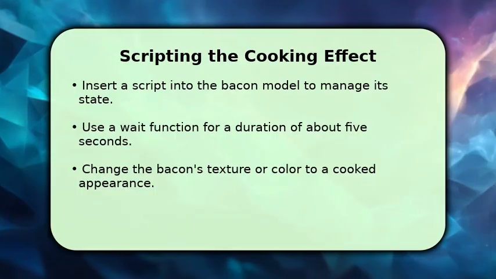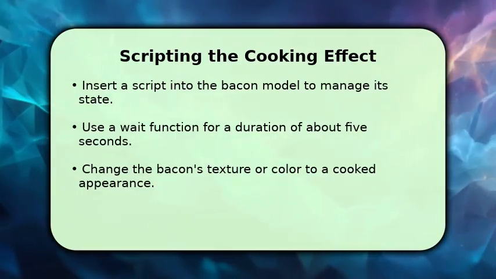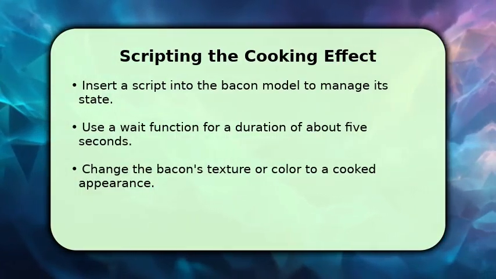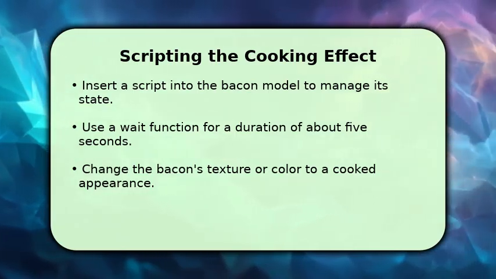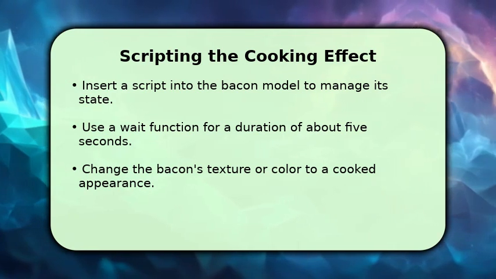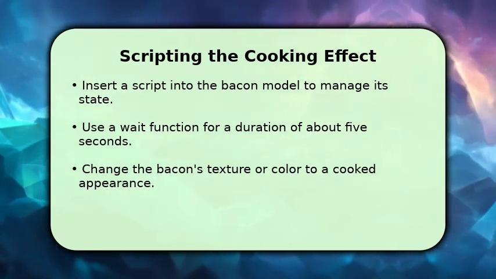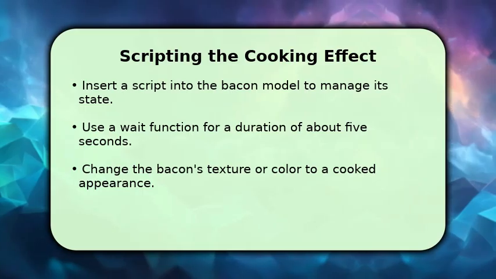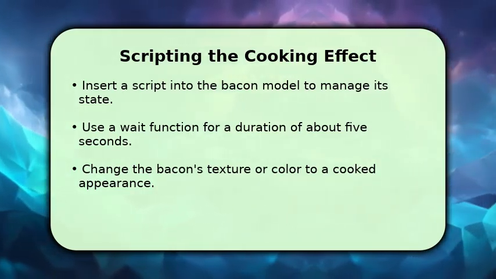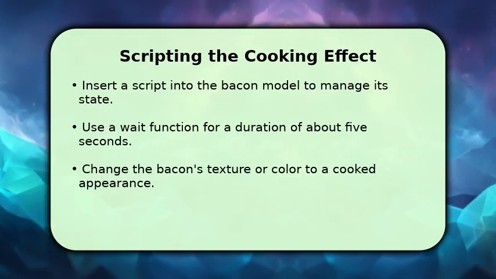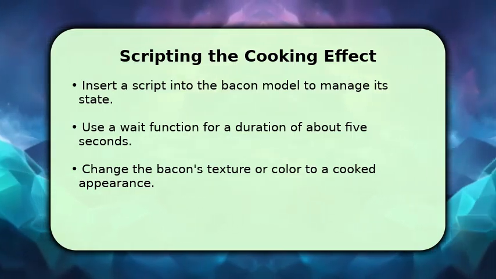The next step involves bringing your bacon to life with a script. Insert a new script object directly into your bacon model. Within this script, you will program a short delay, perhaps around 5 seconds, to simulate cooking time. After this delay, the script should change the bacon's texture or color to a golden brown, cooked appearance. This transformation makes the bacon look delicious and ready to eat.